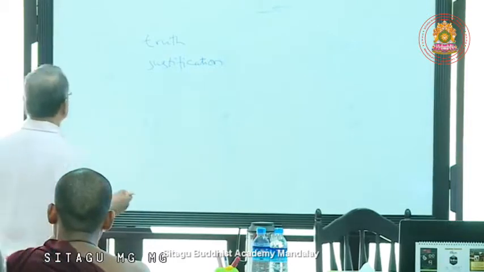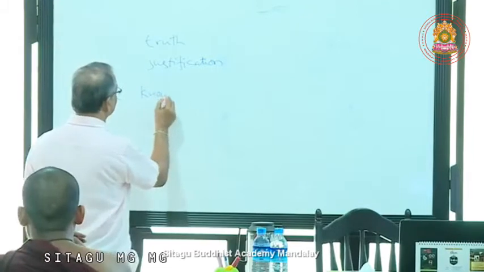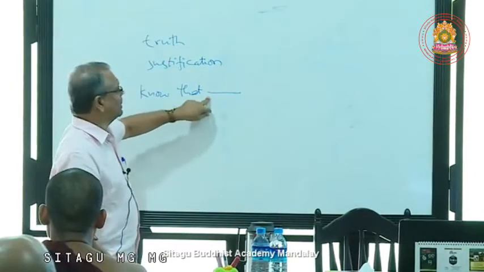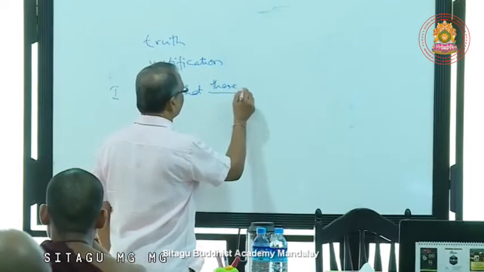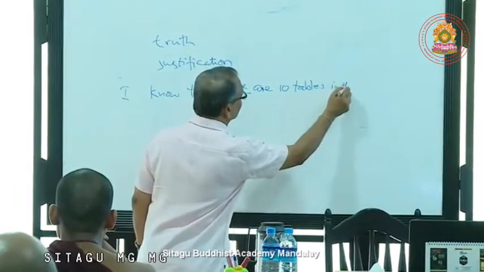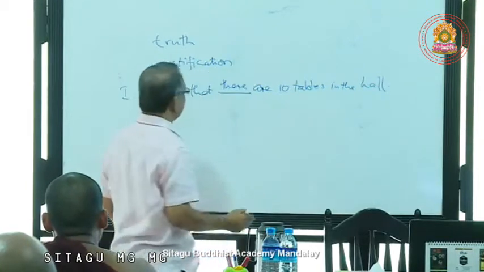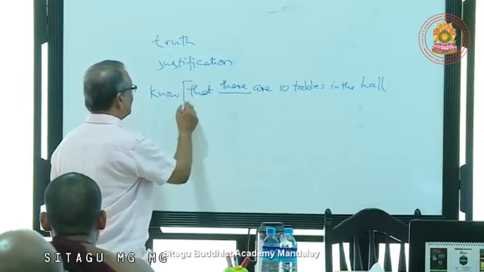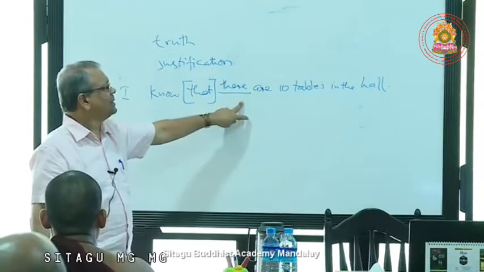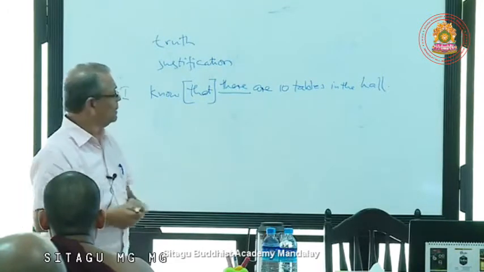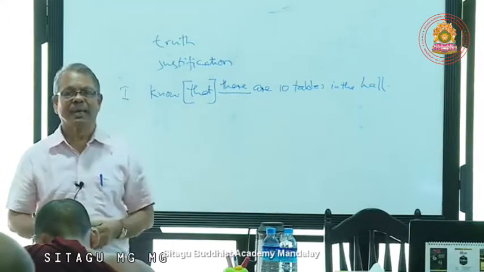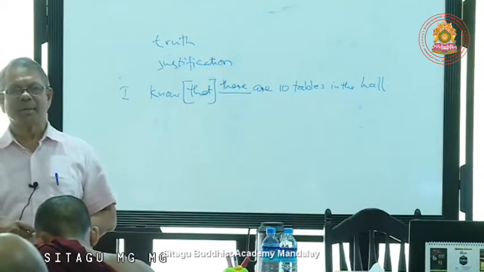Now, for example, I can say that I know that there are 10 tables in the hall. Now, if you look carefully, you can see that I know, and then here there is a complete sentence. There are 10 tables in the hall. Now, this is actually a proposition. In other words, propositional knowledge is the knowledge that we can state in a statement or sentence or proposition.